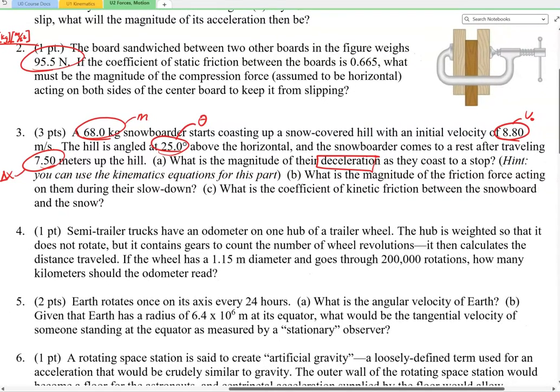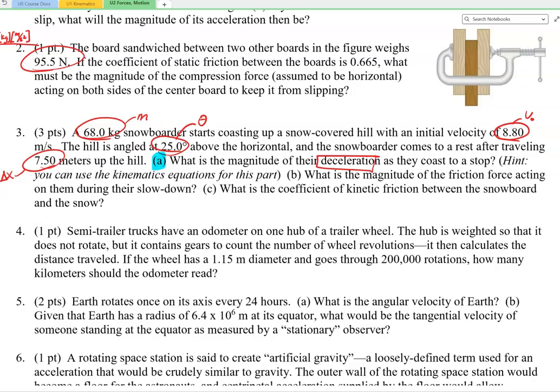Here we have a snowboarder who's got a mass of 68 kilograms, coasting up a hill, and that snowboarder's initial velocity up the hill is 8.8 meters per second. The hill is angled at 25 degrees, and the snowboarder comes to rest after traveling 7.5 meters.